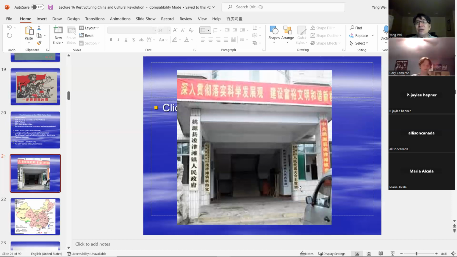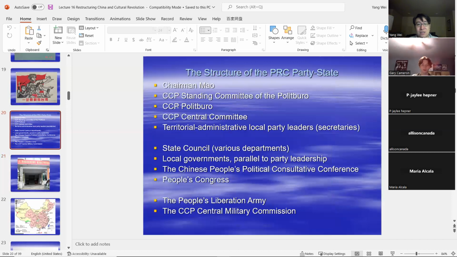Even though they're separate, the government always follows the party rule, always. So it's a party state, okay? So that's the party system. And then you also have the civilian government state system. The State Council is just sort of like the federal government here.